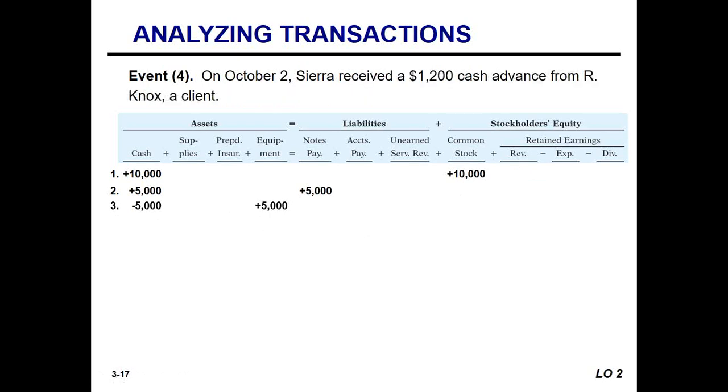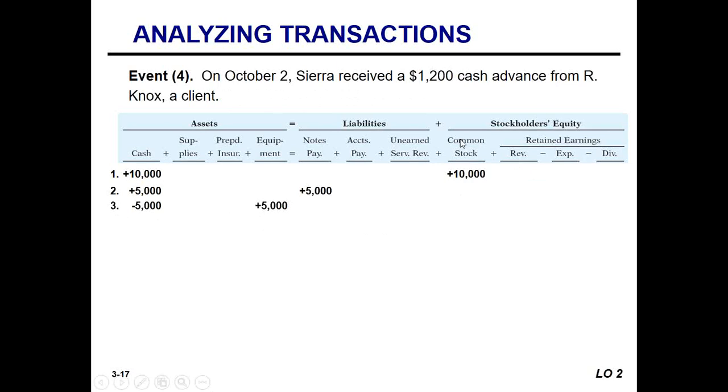Sierra received $1,200 cash advance from R. Knox, a client. Oh, we haven't talked about this. Cash advance. Sometimes when clients come into my office with a large job, I will ask them to pay a retainer up front. Now, when they pay me that retainer, that money is not yet any type of revenue because I have not earned it yet. Stop and think about that for a moment.